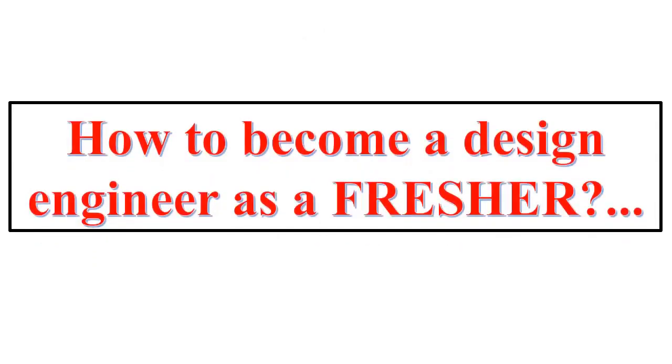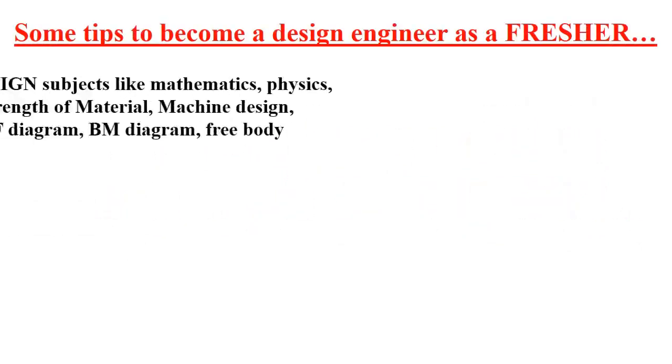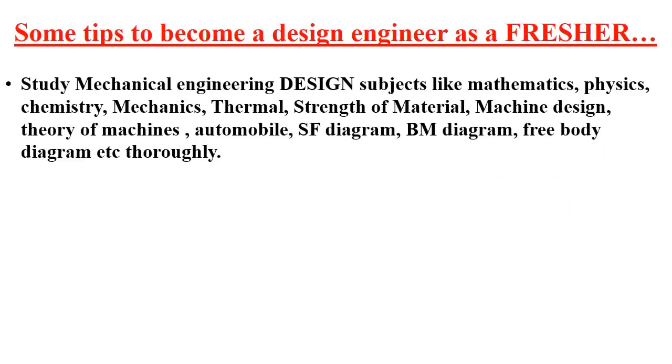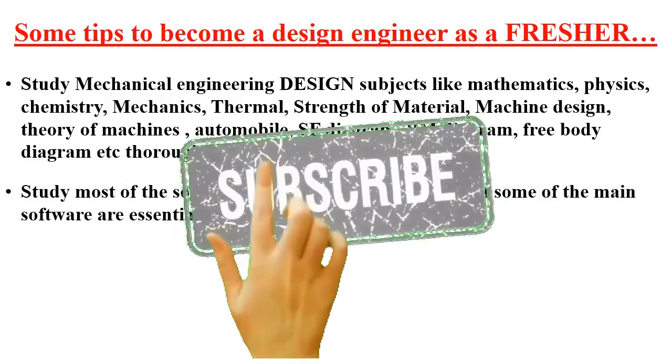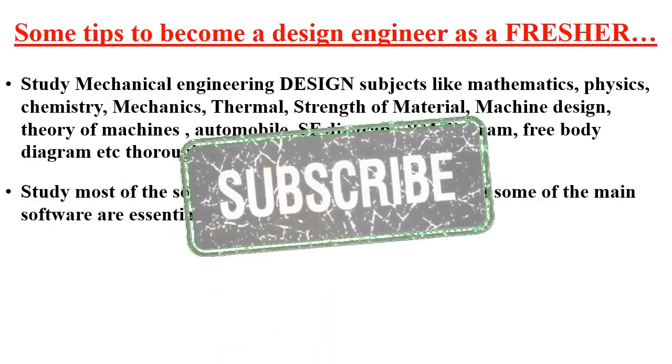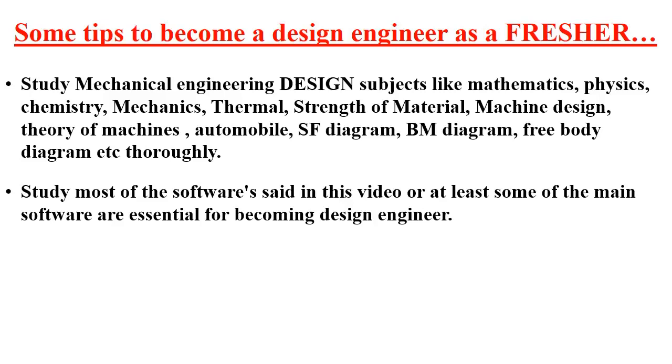Next, how to become a design engineer as a fresher. Some tips to become a design engineer as a fresher are: study mechanical engineering design subjects like mathematics, physics, chemistry, mechanics, thermal, strength of materials, machine design, theory of machines, automobile, SF diagram, BM diagram, and free body diagrams, etc. thoroughly. Study most of the softwares mentioned in the video, or at least some of the main softwares, as it is essential for becoming a design engineer.